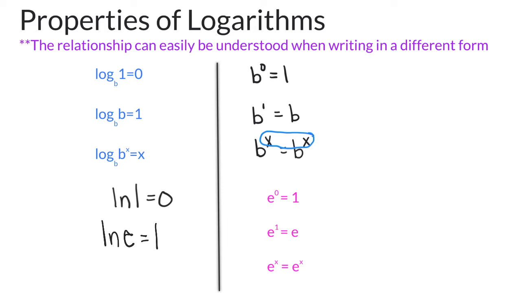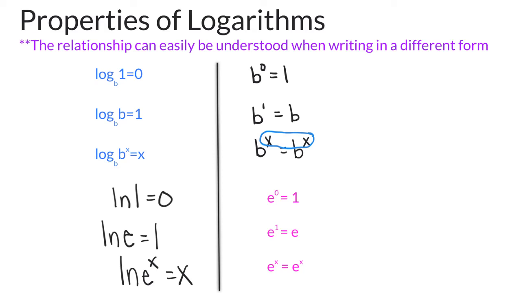The third exponential function here, e to the x equals e to the x. If we transfer that one into logarithmic form, here's what it would look like. Natural log of e to the x power is simply just going to equal x.